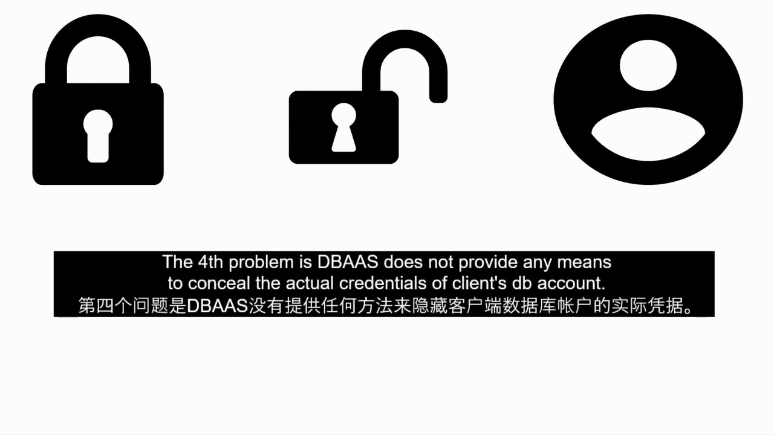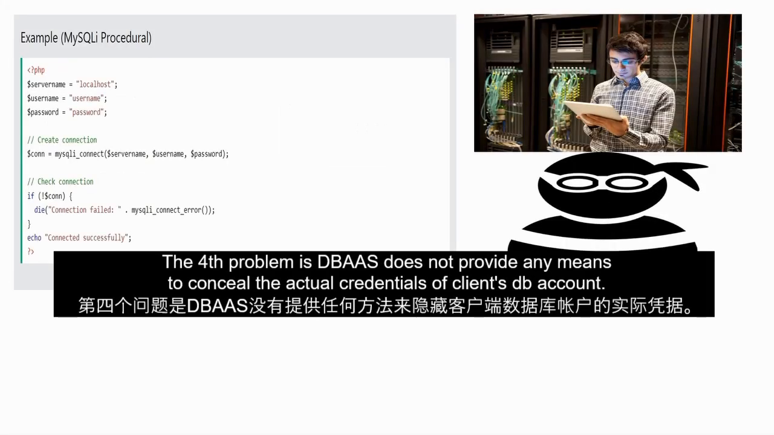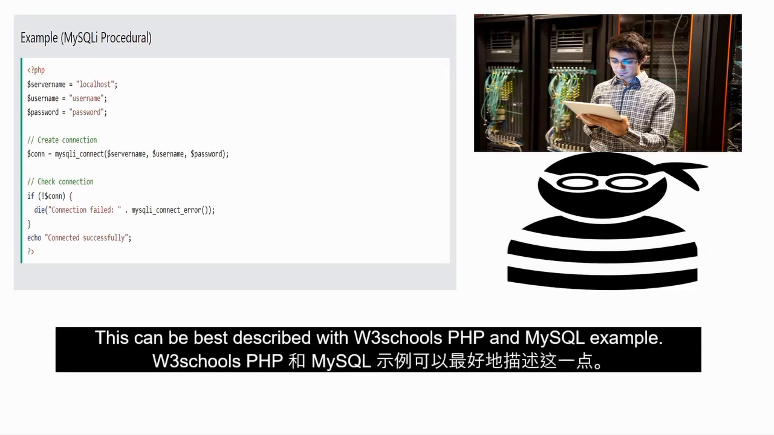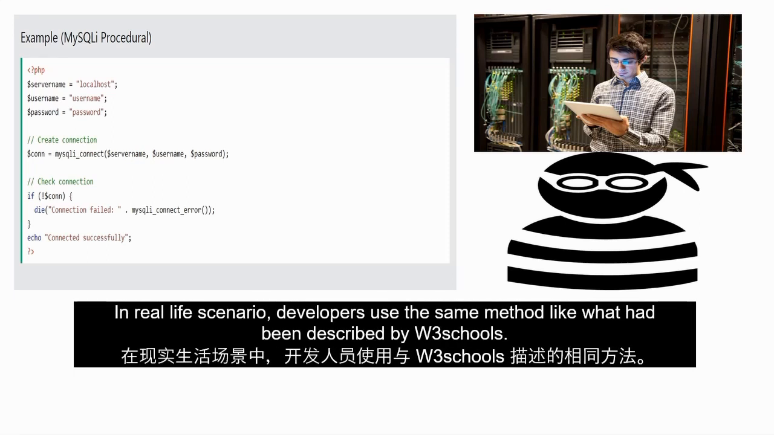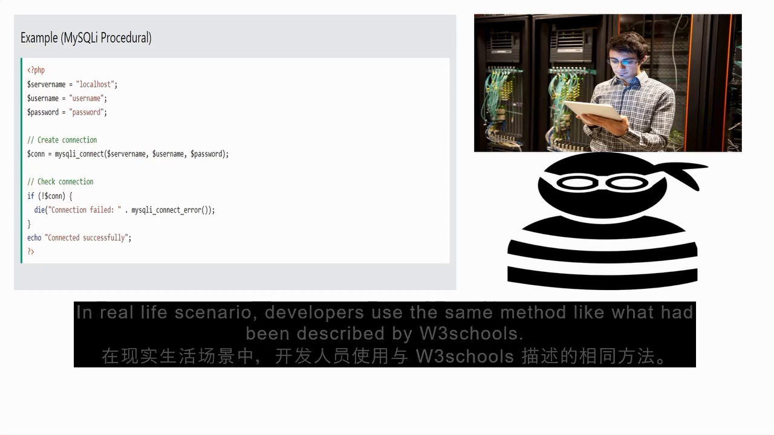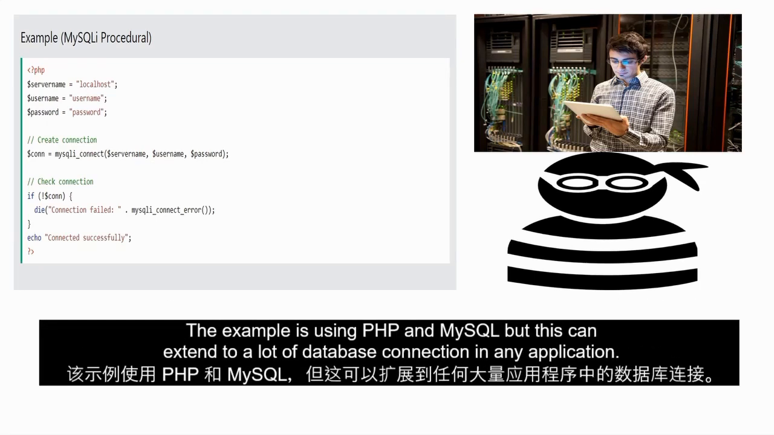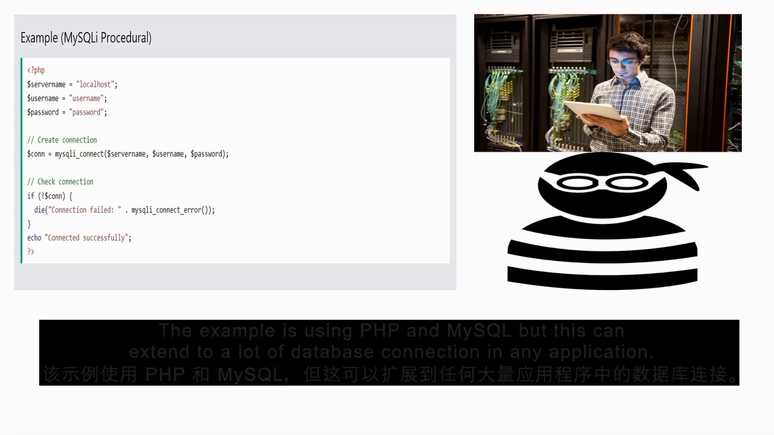The fourth problem is DBAAS does not provide any means to conceal the actual credentials of client's DB account. This can be best described with W3 Schools, PHP, and MySQL example. In real-life scenario, developers use the same method like what has been described by W3 Schools. The example is using PHP in MySQL, but this can extend to a lot of database connection in any application.